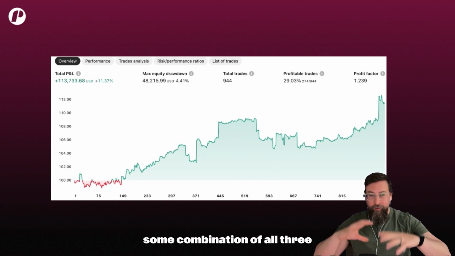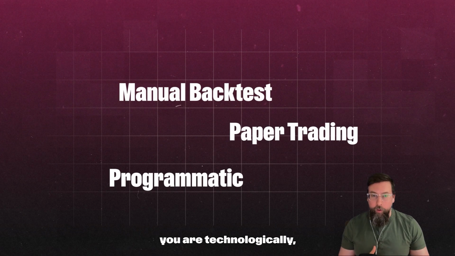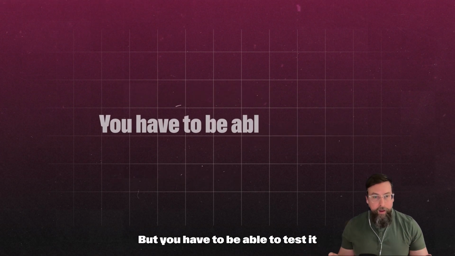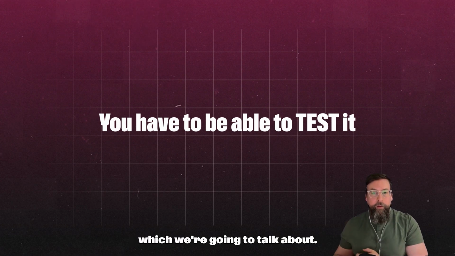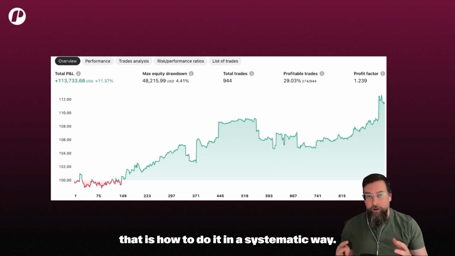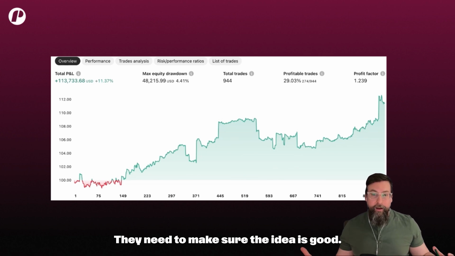To be honest, some combination of all three is probably best, but depending on where you are technologically, you could do any number of these, but you have to be able to test it because you need that confidence for the next step, which we're going to talk about, steps to actually trade a system. That is how to do it in a systematic way. But again, first you need to come up with the idea. Then you need to make sure the idea is good.